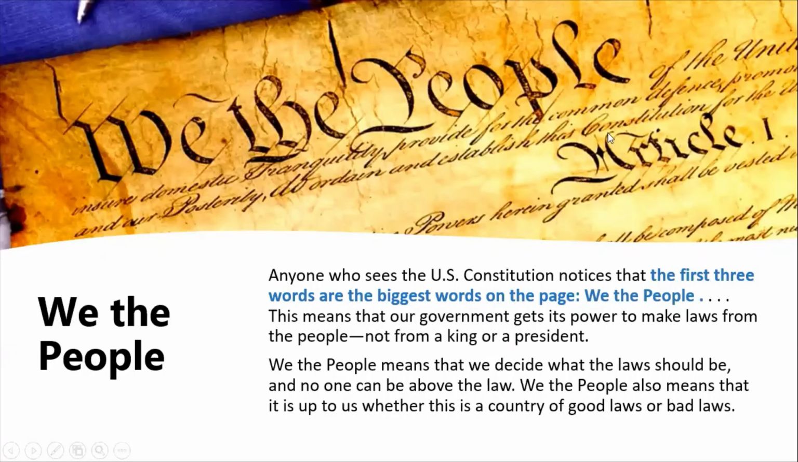We the people. Anyone who sees the US Constitution notices that the first 3 words are the biggest words on the page: we the people. This means that our government gets its power to make laws from the people, not from a king or a president. We the people means that we decide what the law should be, and no one can be above the law. We the people also means that it is up to us whether this is a country of good laws or bad laws.